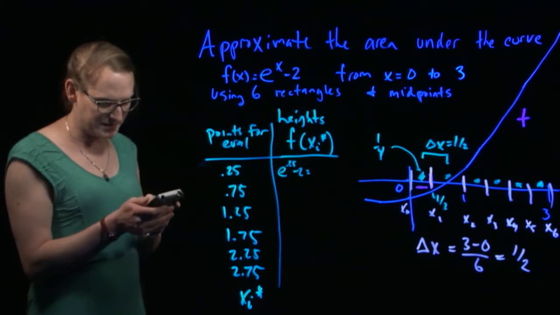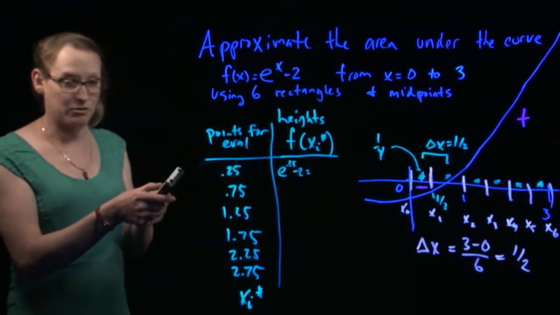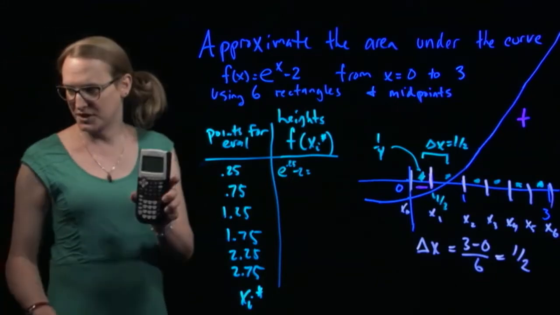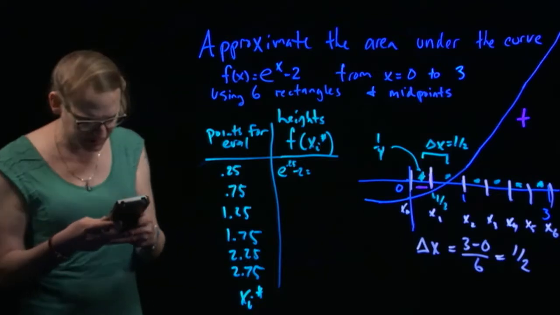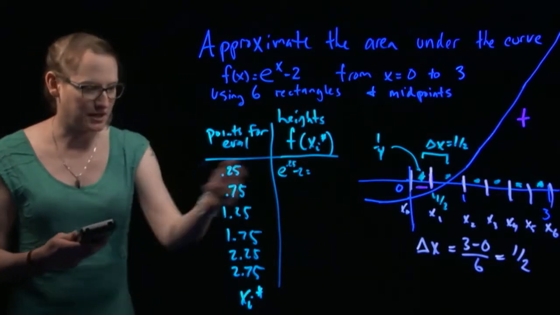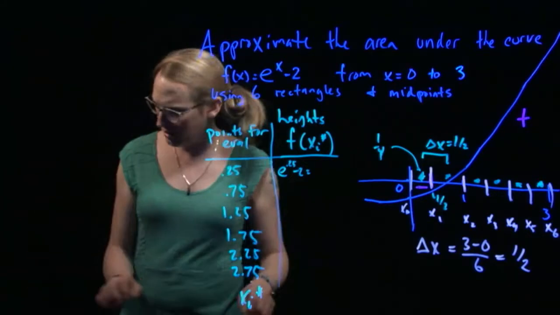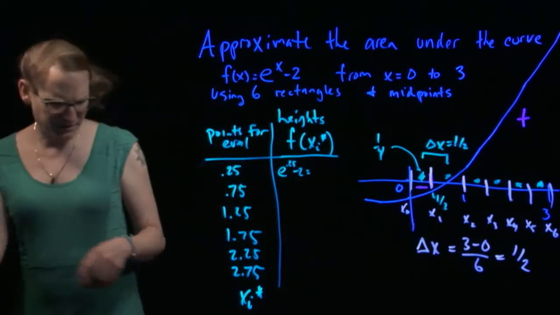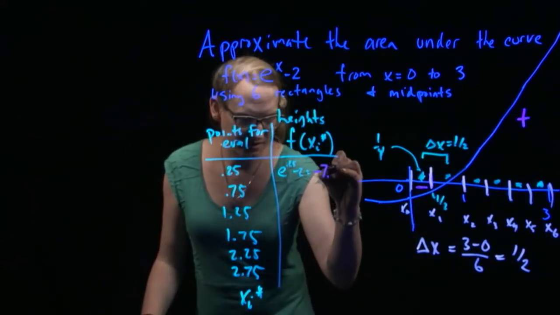I'm going to go zoom 6, because that definitely contains 0 to 3. And now once I'm in graphing mode, I'm going to go into trace. And now if I just plug these in, I can evaluate. So I'm going to go 0.25. This height right here, I'll leave the expression for the first one, is going to be minus 0.716.